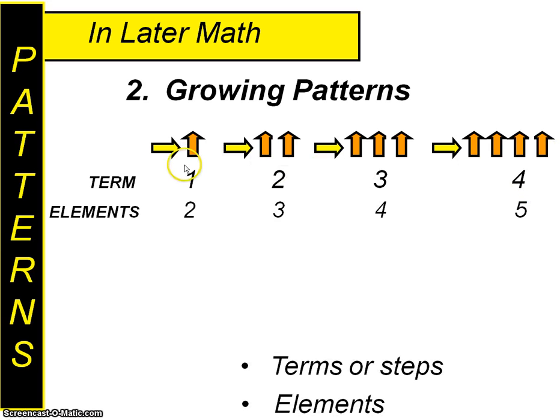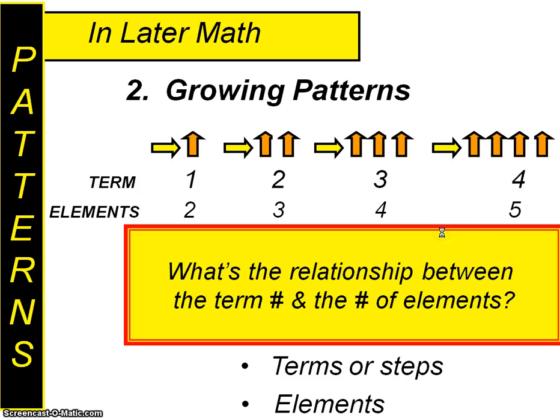As children deal with growing patterns, they look at each little part. It's not a core, it's a term. So there's a term 1, 2, 3, 4. And they count the number of items in the term. The number of items is the elements. So term 1 has 2, term 2 has 3, term 3 has 4, term 4 has 5. And they learn this language.